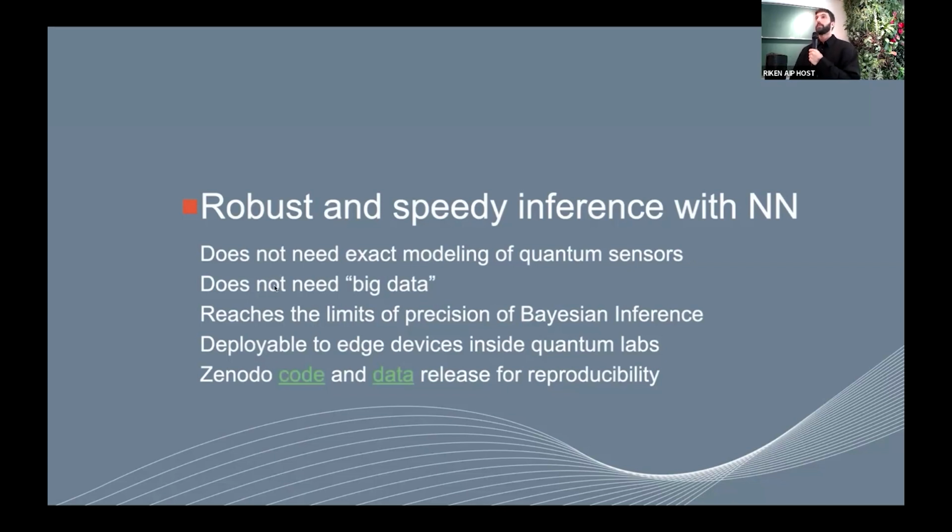We also do not really need big data because these models are rather small with a few thousand of parameters. So something around 10,000 or 100,000 trajectories are enough for us to train the parameters very accurately. And we can deploy this type of neural network models on edge devices. So we can make them available to scientists in quantum labs or where quantum sensors are deployed. And in our work, we have released all the code and data following the practice of reproducibility.